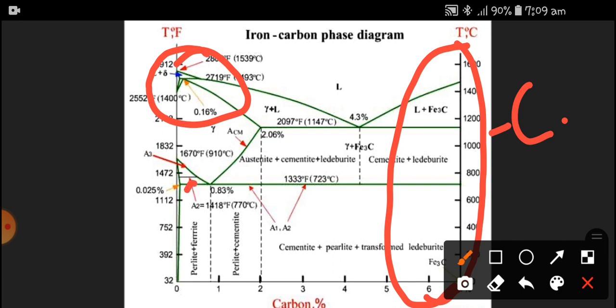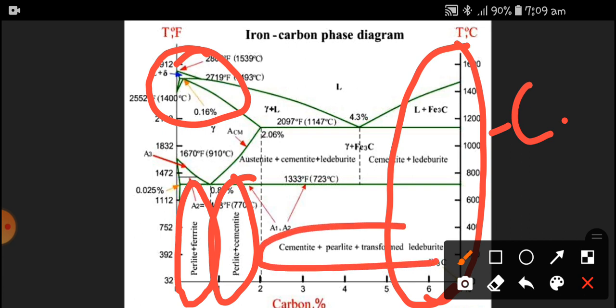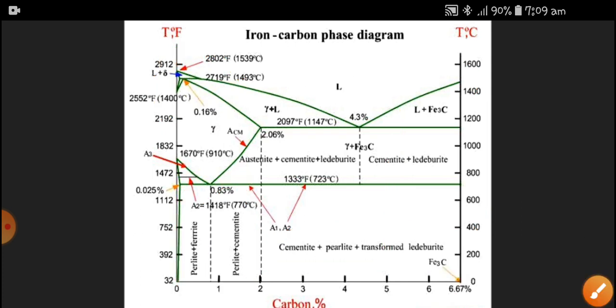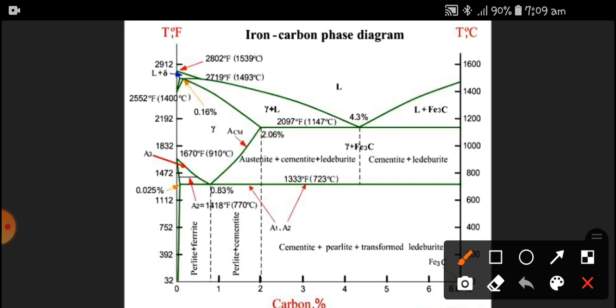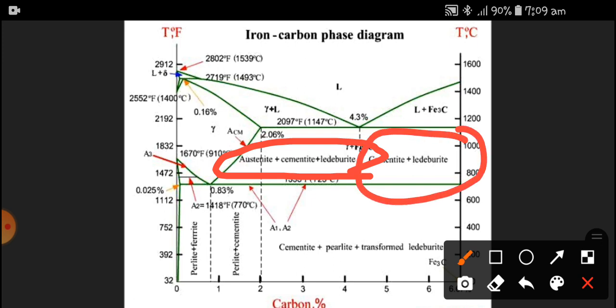So here it is pearlite plus ferrite, and at 0.8 percentage it is the pure form of pearlite, and beyond that pearlite plus cementite. And in the cast iron region, you can notice that cementite plus pearlite is transformed to ledeburite. Pearlite and cementite will form ledeburite. And here we can notice the austenite plus cementite plus ledeburite structure. This is the cementite and ledeburite structure, and this is the gamma iron.